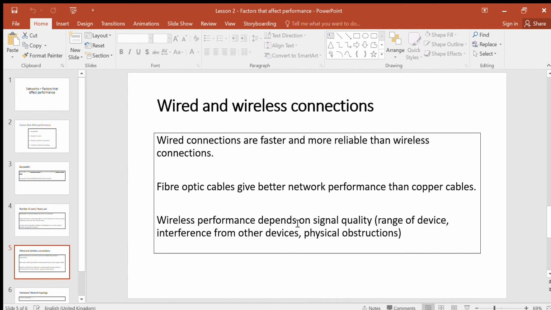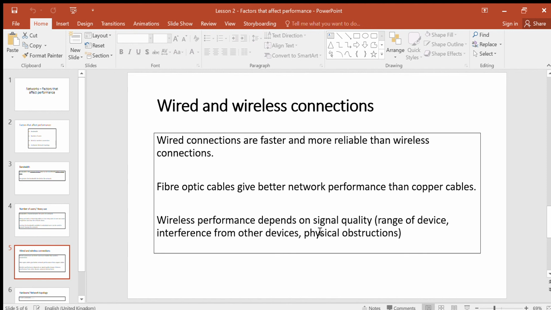In terms of wireless, it depends on a range of things. What device are you using and how far is the range of that wireless access? Other devices can interfere. There was a news article at the start of lockdown saying you can't use your microwave whilst you're on a video call. It affects your Wi-Fi performance. And physical obstructions. If you've got a big thick wall between you and your device, that's going to affect how effectively you can access your wireless connection.